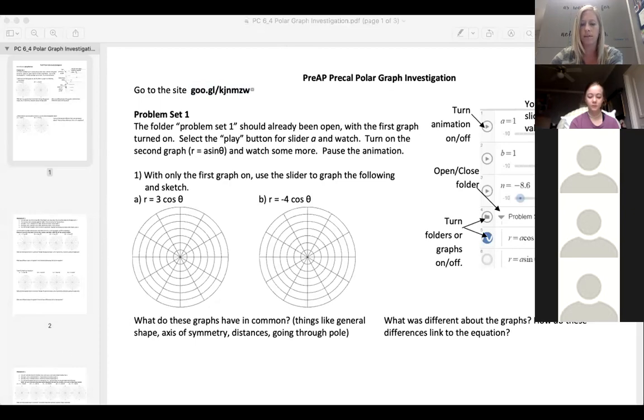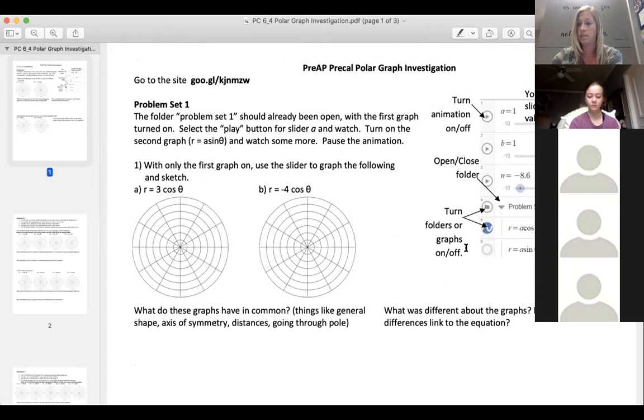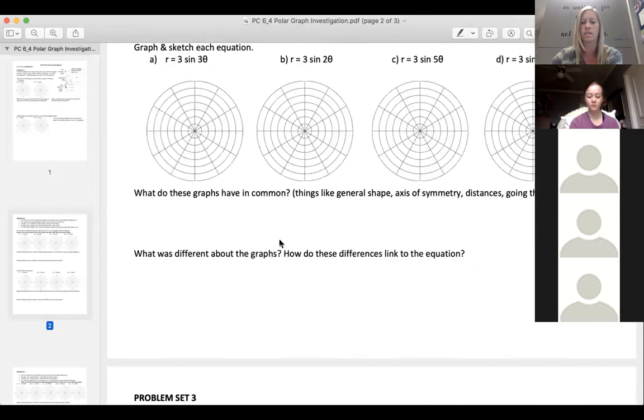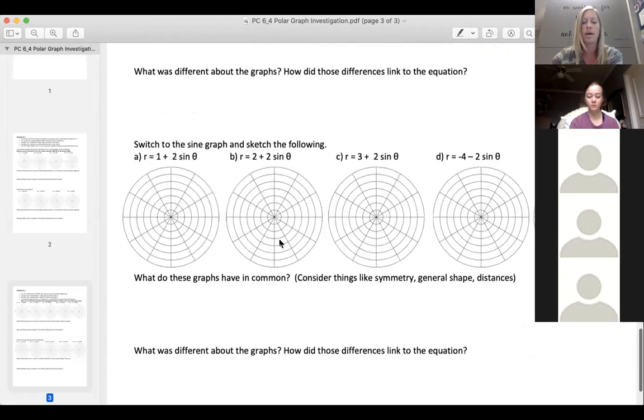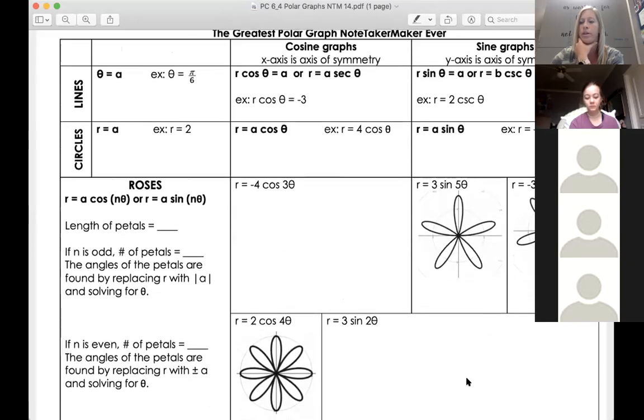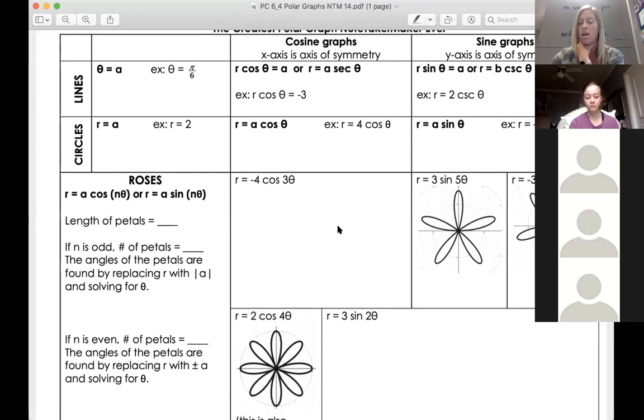If you were working with people, I would do this together. If you can, do it on Zoom, share a screen. I know it's a little bit hard to do because we're not all together. We would have done this in class. And at the end of this, there is a summary page. Let me grab that so you can see that too. The summary page looks like this. It's just to get a good idea of the different types of polar graphs and what their basics are.